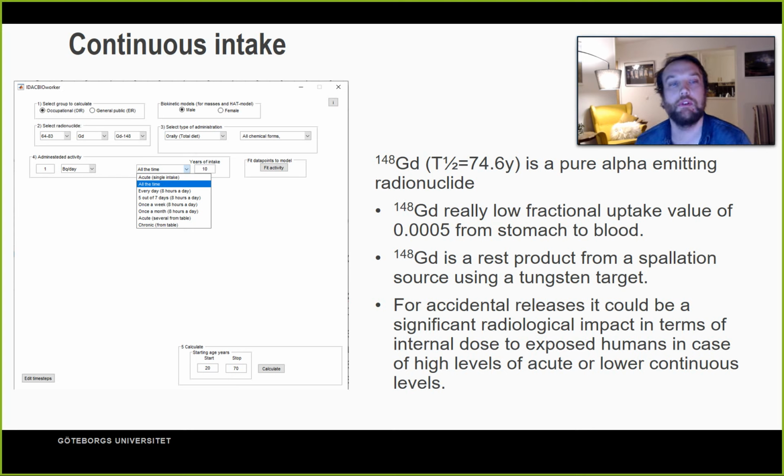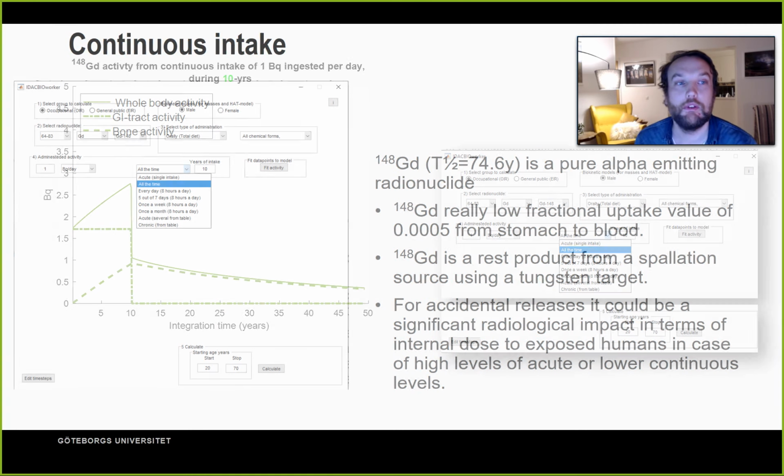The thing with gadolinium is that it has a really low fraction uptake value. It's 0.005 from the stomach to the blood. So almost all gadolinium follows the alimentary tract, and only a small fraction goes into the blood. Also, for a spallation source, when we use tungsten as a target, this will be a product. So for accidental release, it could have a significant radiological impact in terms of internal dose to humans, in case of high acute or lower continuous levels of exposure.